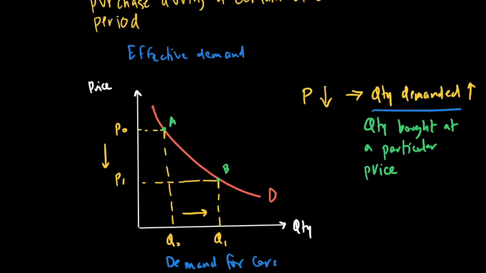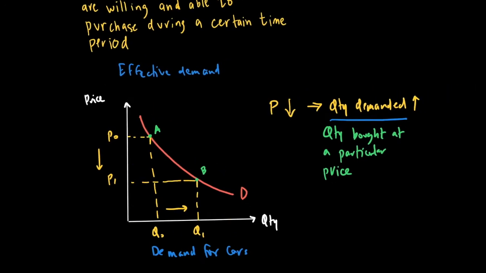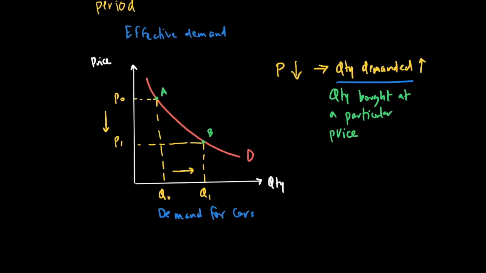So the demand curve shows you the relationship between price and quantity, while the quantity demanded is the quantity bought or demanded at a particular price. So that's an important distinction that we want to make.